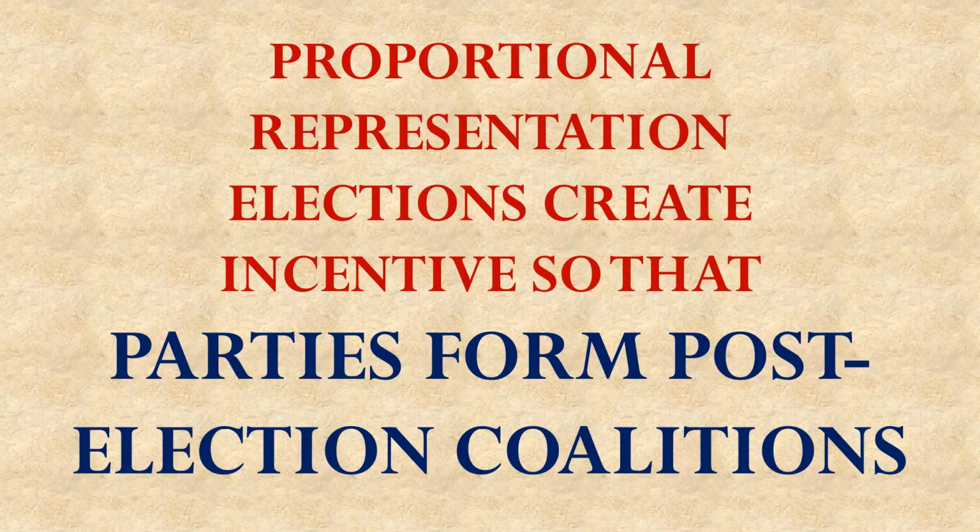In a proportional representation system, the way they do elections, because everyone gets something for their efforts, there's no reason for them to drop out before the election actually happens. So the way they form a ruling group is the parties form post-election coalitions. That's where the incentives are in that system.